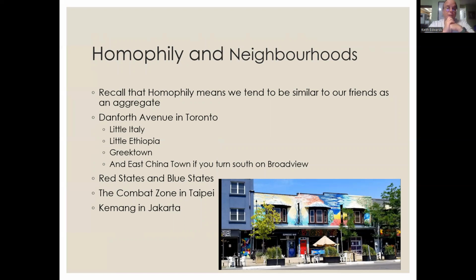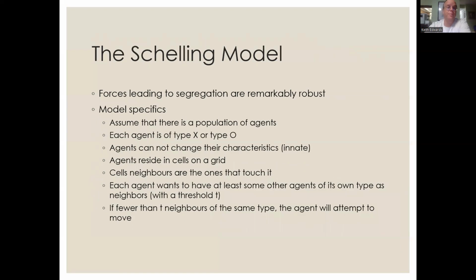Another example would be the combat zone in Taipei, which is where all the expatriates gathered in Taipei. So it has a different characteristic than the rest of the city. Or Kemang in Jakarta is another example. And I'm sure that you can think of some negative examples of this that have taken place in United States history in terms of people segregating themselves or being segregated in different neighborhoods.